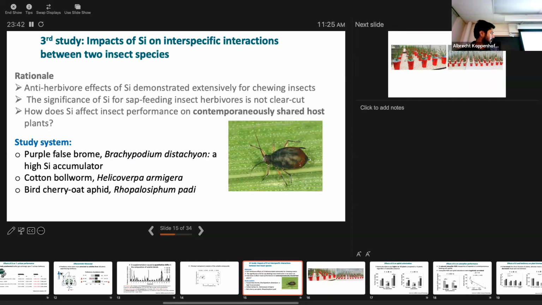And as a host plant, we used purple false brome, Brachypodium distachyon. So this is a grass. So it's a high silicon accumulator. And this grass is not that important agriculturally, but it is used as a model for monocot plants, especially for wheat and barley, because phylogenetically they are very similar to Triticeae crops. So that's why we use this one.